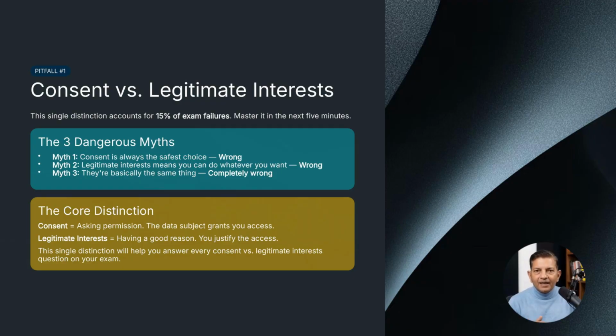Today we're tackling the number one confusion that trips up exam candidates: consent versus legitimate interests. This single distinction accounts for 15% of exam failures, but in the next 5 minutes, you'll master it completely.